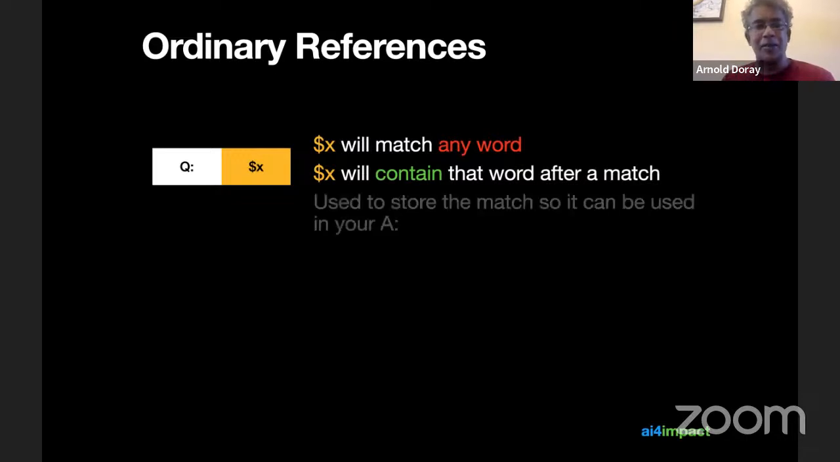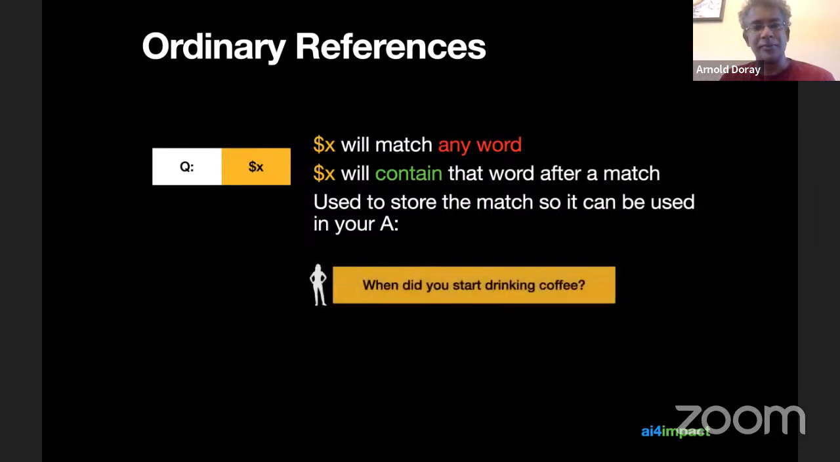All right. So I'll show you what that means shortly. And when you recall it, you want to use that match in the response part of your rule, like your A section. You can actually recall it in the A section. For example, let's say in this case, I've got the Q, which is the $X, nothing else. And remember, the $X will match any word. Therefore, it will match anything in here. All right. And it will start first with the when.